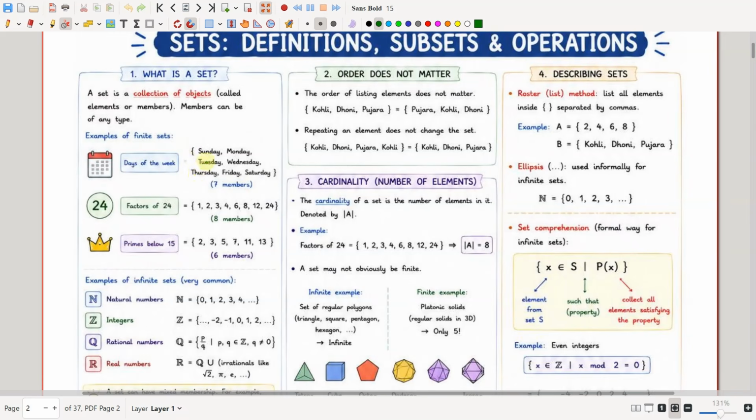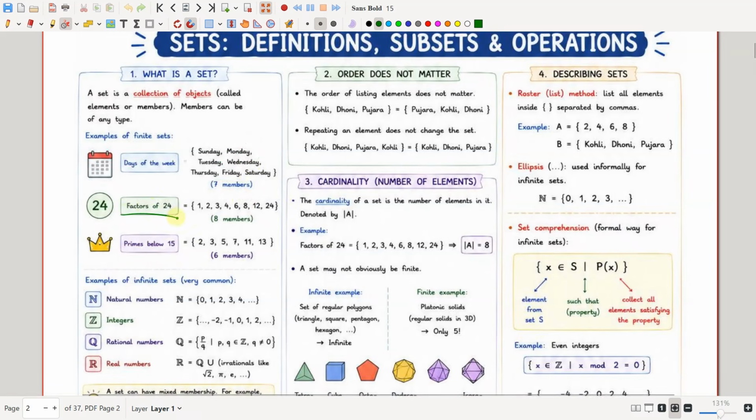You can also store the flower names. You can also store the player's name, like this. Anything can be a set. For example, for finite sets, days of the week: Sunday, Monday, Tuesday, Wednesday, Thursday, Friday, Saturday. So here there are 7 members in the set.